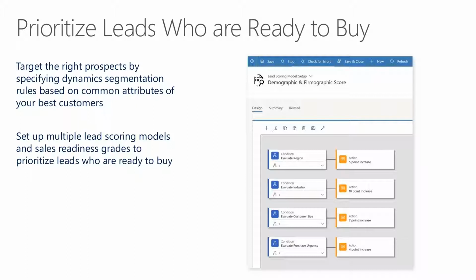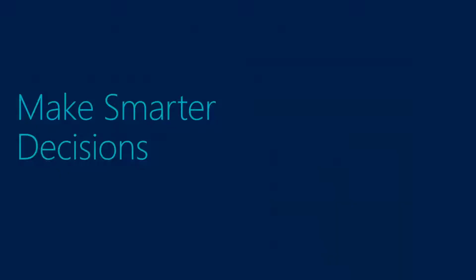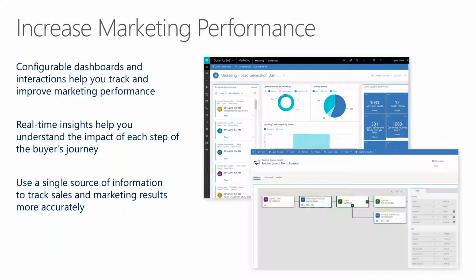That's another example of how we bridge the two teams together that have historically been so divided. And finally, the third thing is making smarter decisions. Again, this is all based on the analytics, the reporting. That's how you make smarter decisions. It's all based on the insights, the analytics, the intelligence that you get.